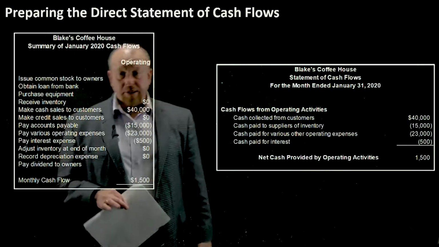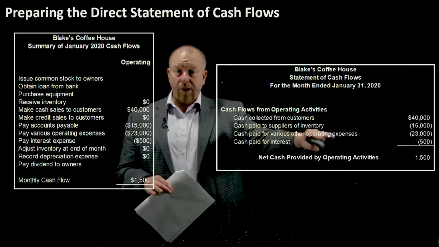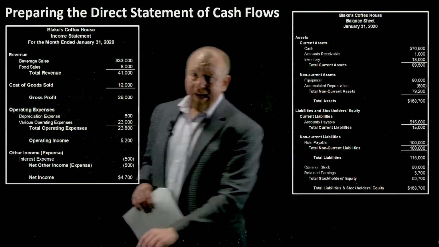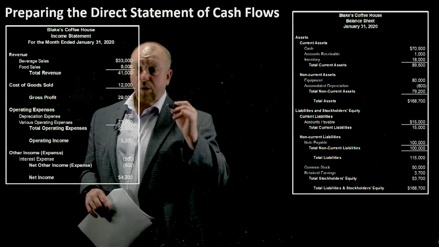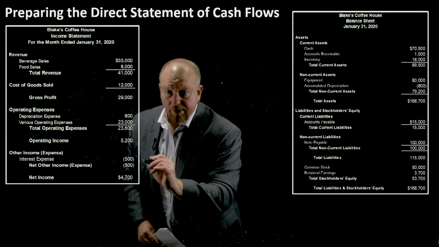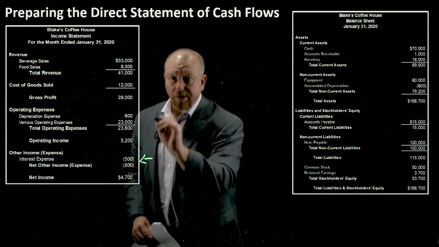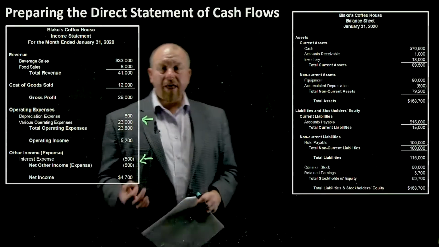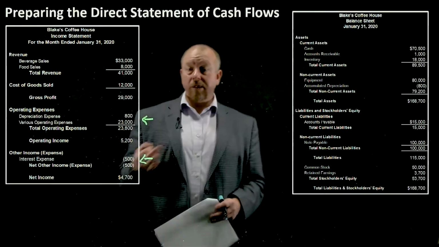Now, in this particular example, cash paid for other operating expenses and cash paid for interest is very straightforward because on our income statement, we actually did record these on the cash basis. Here's our interest payment right there of $500, and here's our various other operating expenses. Now, I did that intentionally to keep things somewhat simple.